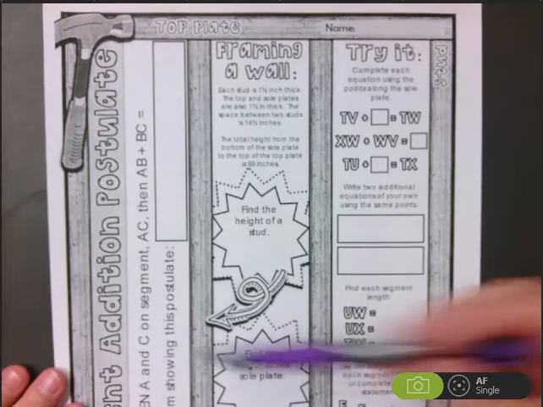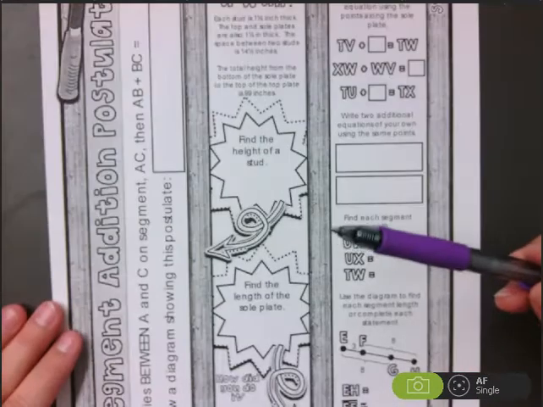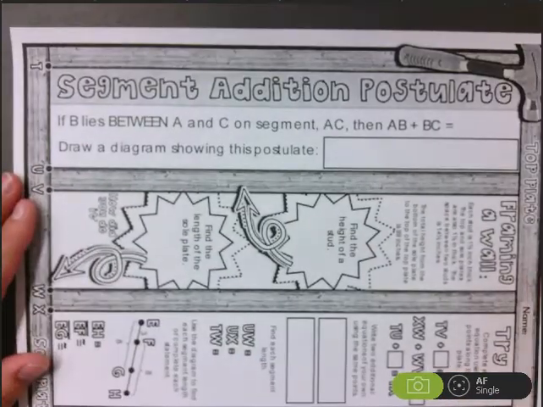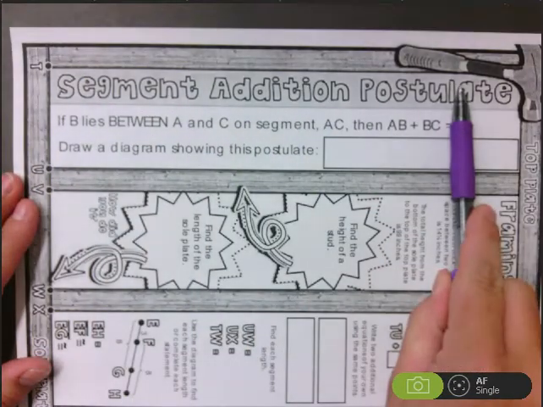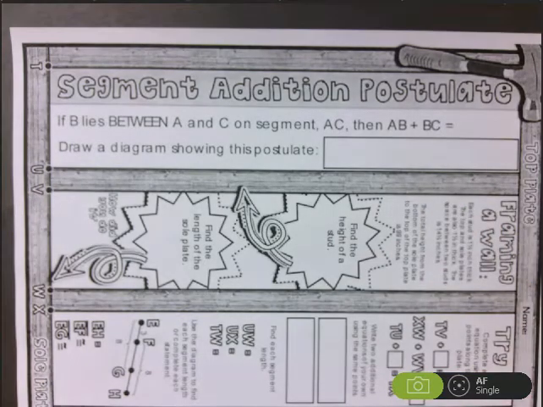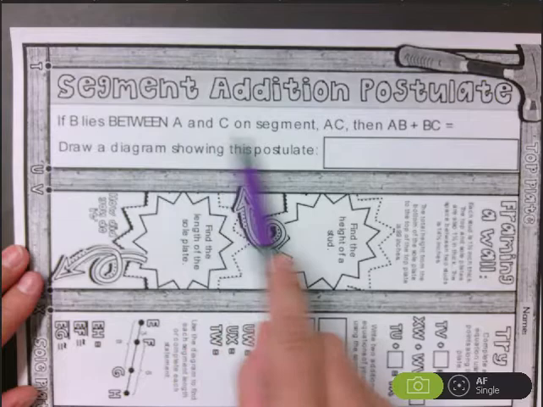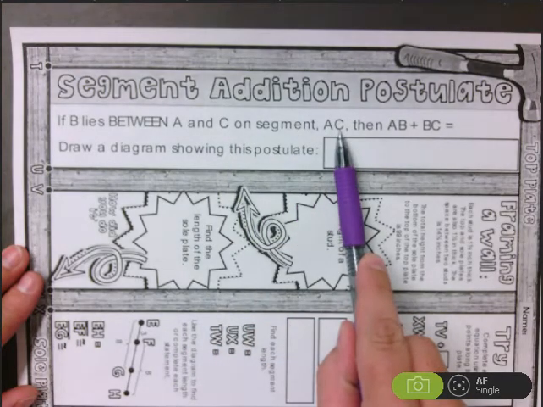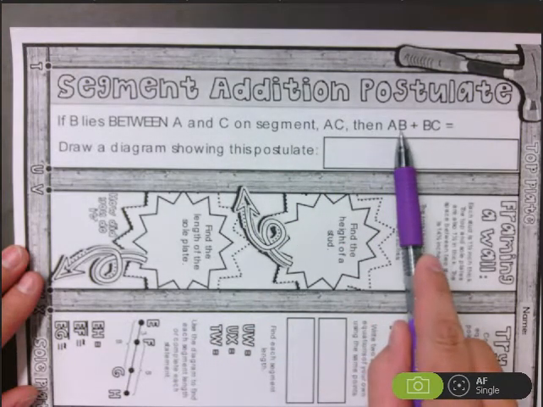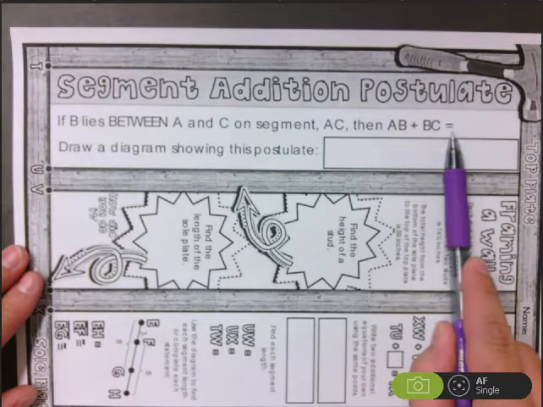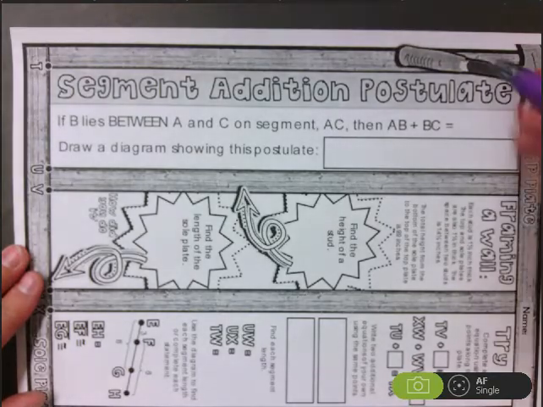So if you notice on this, we've got this first section over here that says segment addition. So I'm going to turn that to the side so we can see that a little bit better. Segment addition postulate. Now we talked about the segment addition postulate just a little bit in that last foldable, so we're going to see how much we remember. It says if B lies between A and C on a segment AC, then AB plus BC equals, what would go there? Well, that's AC.